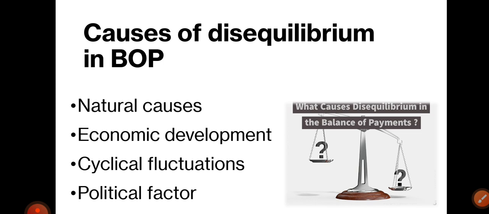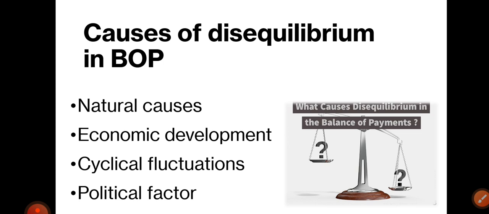Next cause is economic development. In order to accelerate the pace of development, underdeveloped countries have to depend on foreign assistance. So these countries import advanced machinery like capital goods and raw materials, which results in an excess of imports over exports. Hence, the problem of disequilibrium is bound to arise. When we import much more than we export, disequilibrium in BOP will definitely arise.